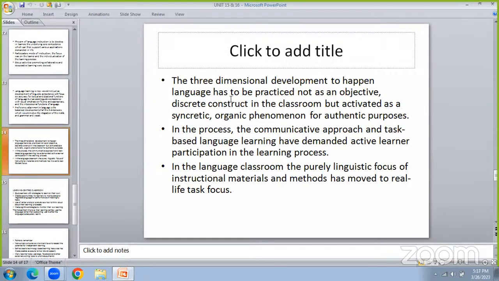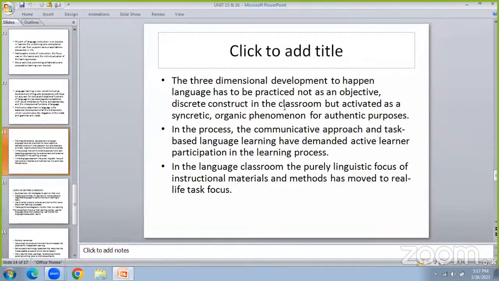For the three-dimensional development to happen, language has to be practiced not as an objective, discrete construction in the class, but activated as a syncretic organic phenomenon for authentic purposes. If a person is called a proficient speaker of a language, that means these three dimensions are exploited by him, and he should be able to use the language in all these three contexts.